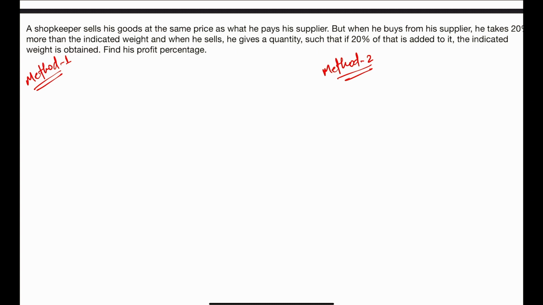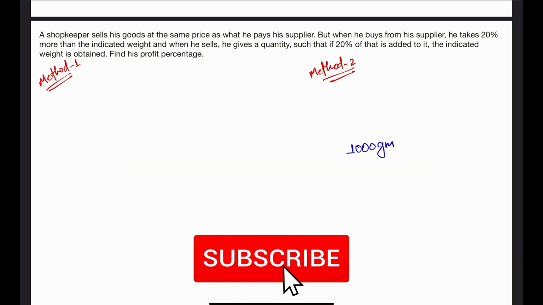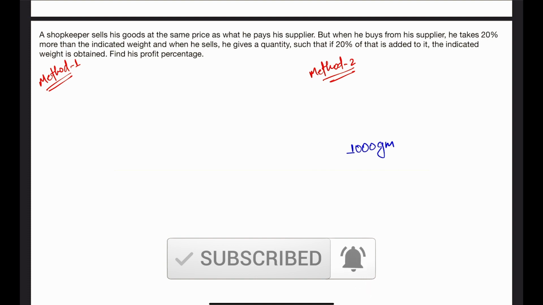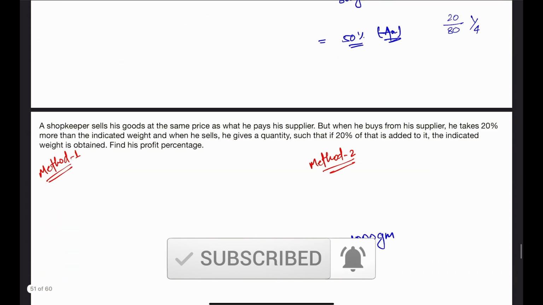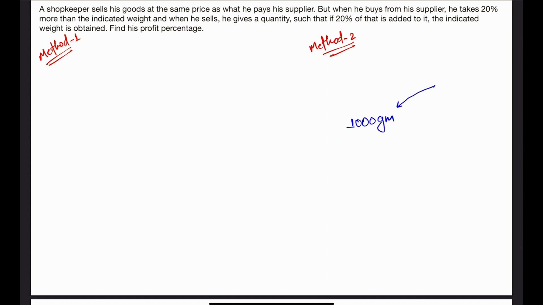So for method 2, similarly what we will do, 1000 grams. He takes 20% more than the indicated weight when he buys from his supplier. So how much is he taking from his supplier? 1200 gram. And the question says next, when he sells, he gives a quantity, the quantity is not known, such that there is a relationship with this quantity so that we can find out how much the quantity is.